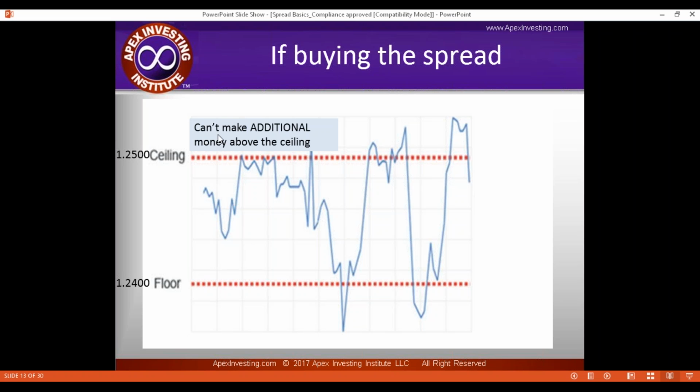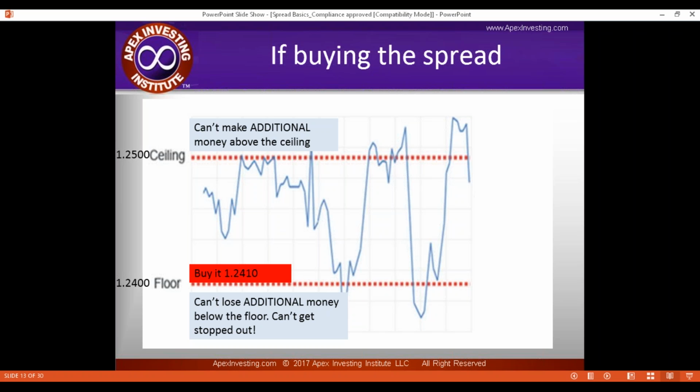So we can't make additional money above the ceiling, but we don't lose any additional money below the floor. And again, we don't get stopped out. Just because the market hits a floor or ceiling, it does not automatically close the trade. We have to manually close the trade, or it will close out automatically at expiration.